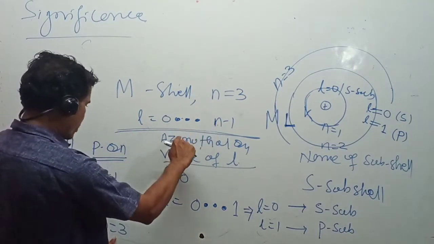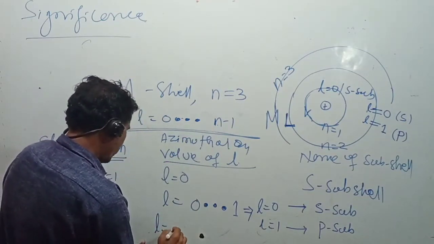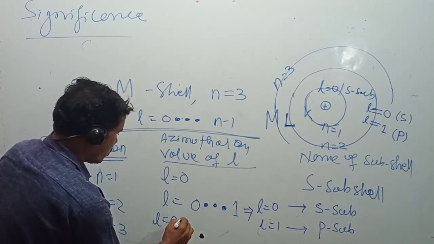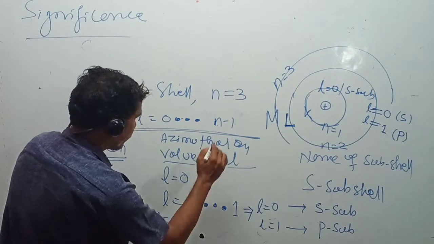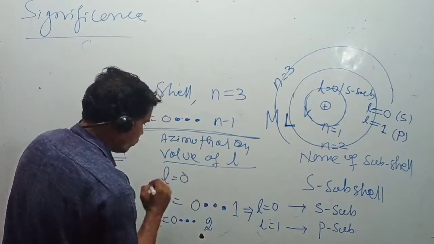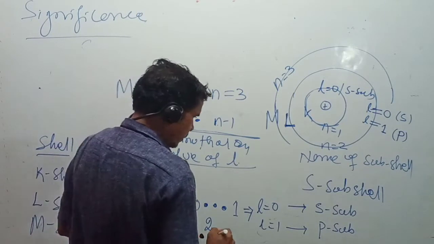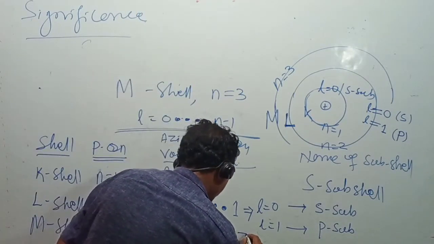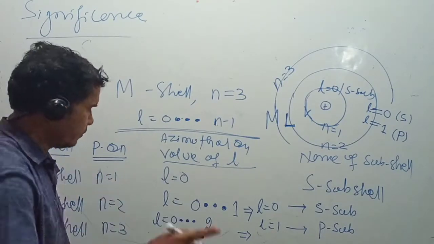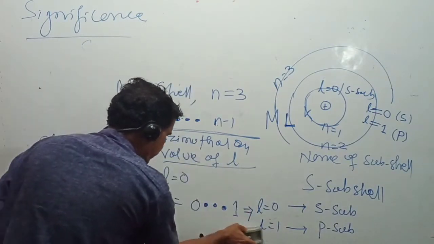The azimuthal quantum number depends upon the principal quantum number. So put 3 here. That means l equal to 0 dot dot dot, put 3 here, so 3 minus 1 means it will be 2. This implies... Let me write it on the top, right?